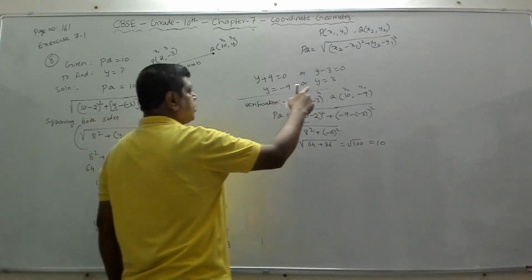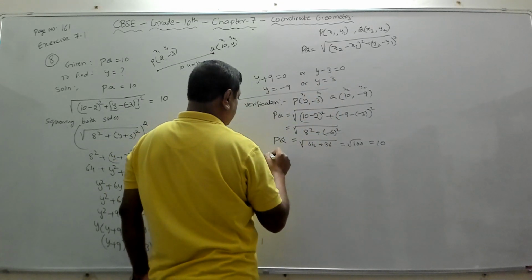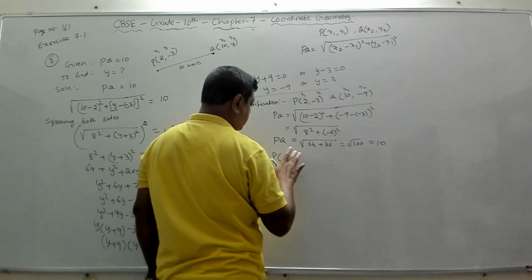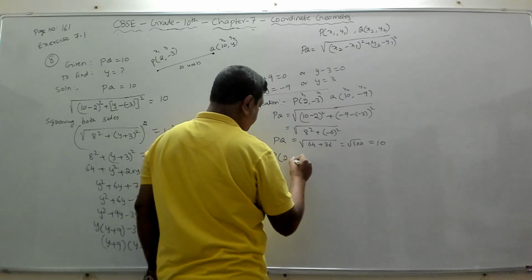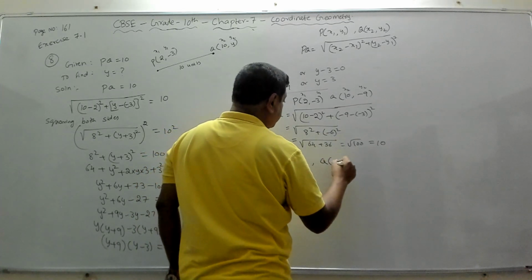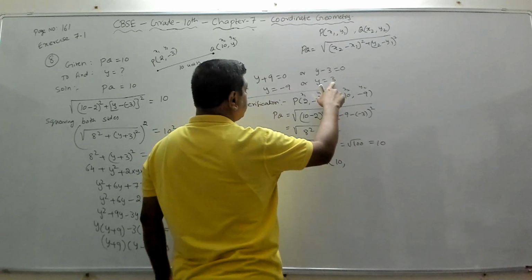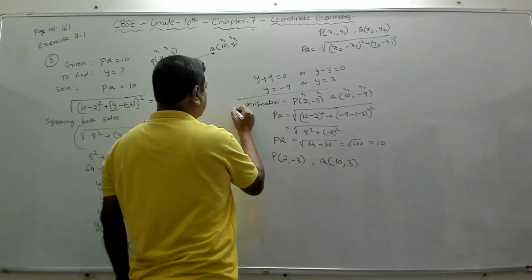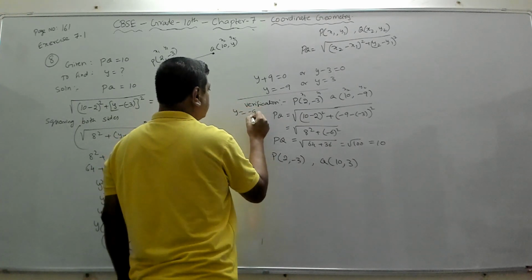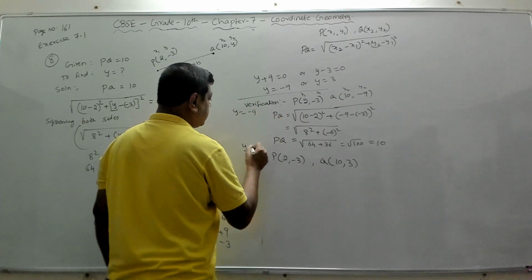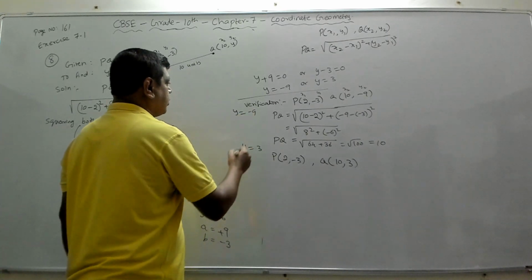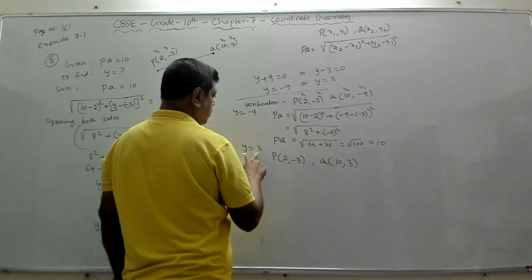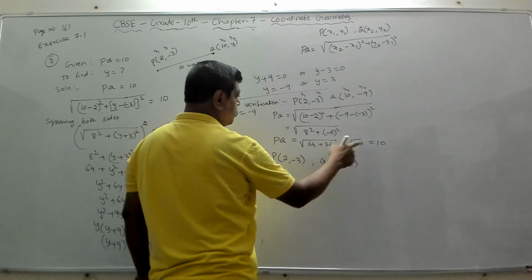Similarly, if you substitute y equal to 3, if you take P as 2 comma minus 3 and Q as 10 comma 3. Second case. So here the case is y equal to minus 9. What happens here? Y equal to minus 9, we get this. We get PQ as 10. Distance between P and Q is 10 units.